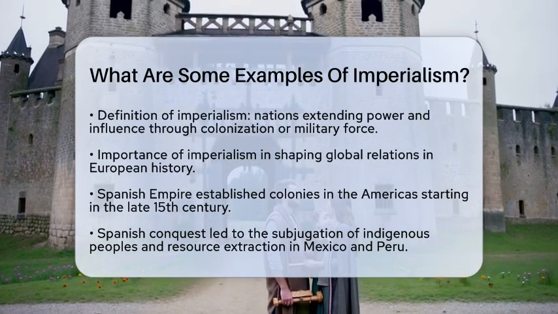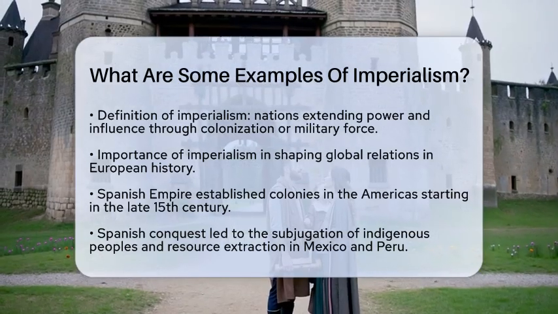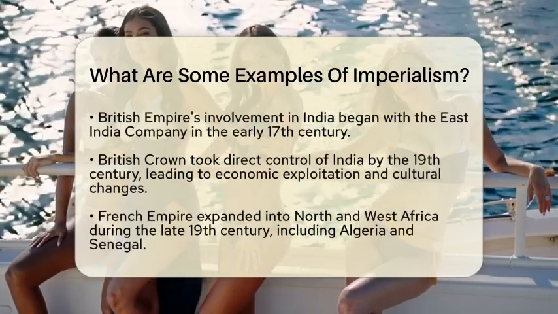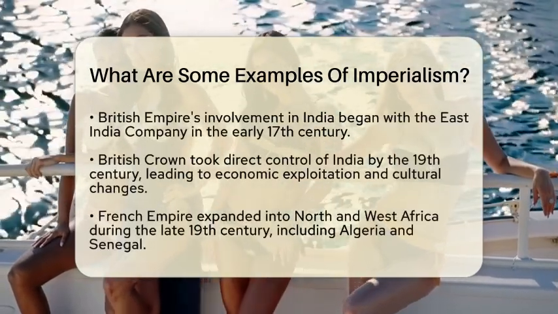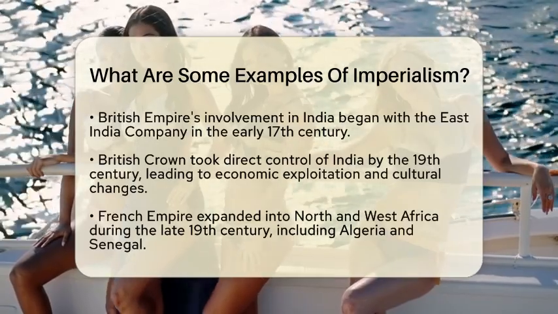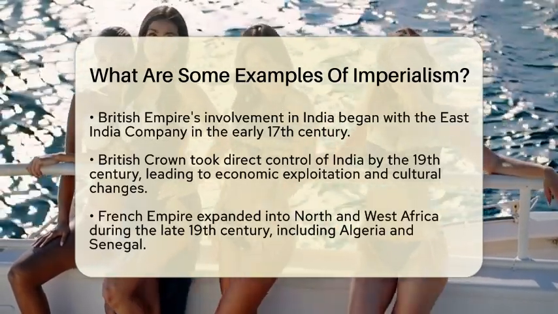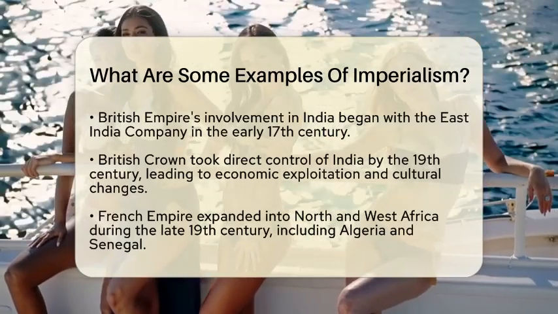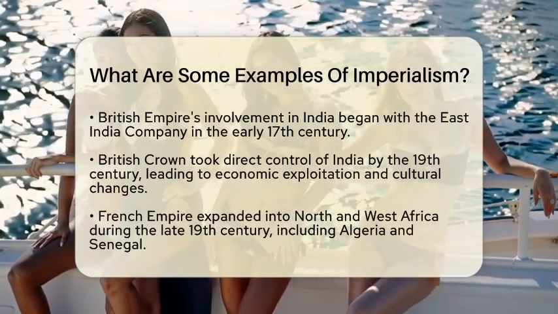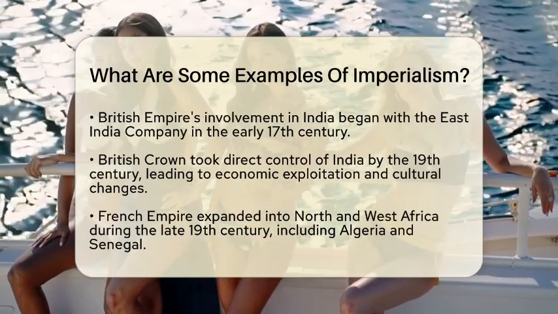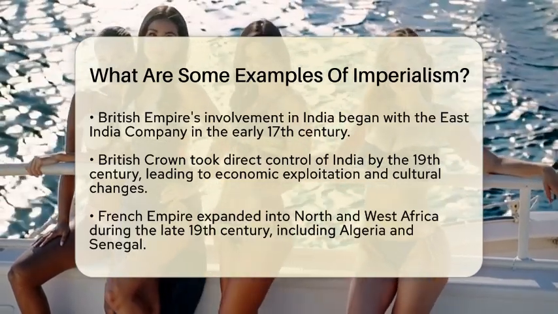Another significant example is the British Empire in India. The British East India Company started trading in India in the early 17th century. Over time, it gained political and military control. By the 19th century, the British Crown took direct control, making India a key part of the empire. British rule involved economic exploitation and cultural changes that reshaped Indian society.